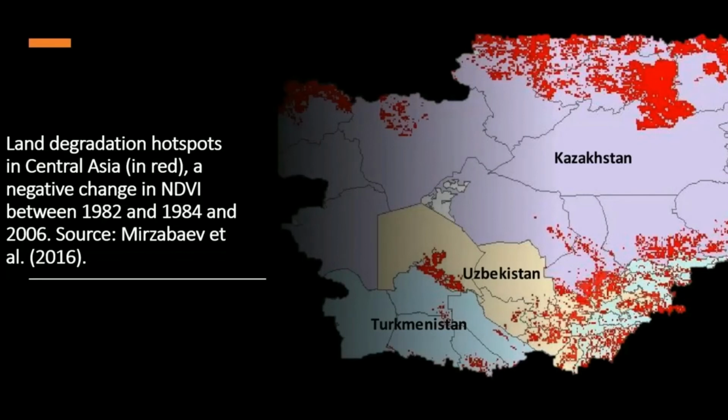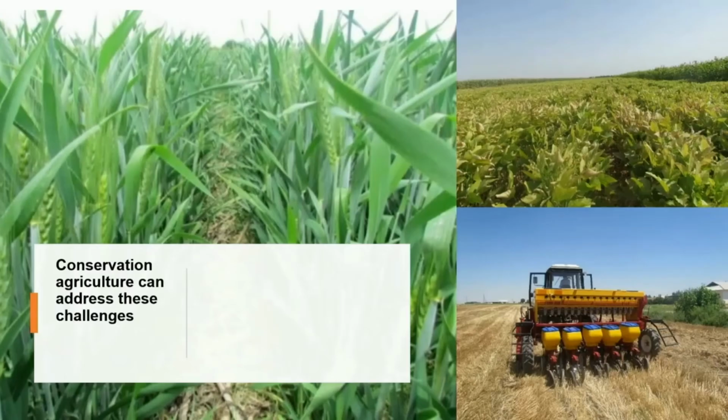If you look at this map, you can see land degradation hotspots in Central Asia. These are in red: a negative change in NDVI between 1982 and 2006, mostly in the northern part of Central Asia. In Kazakhstan you can see the red hotspots, and also in Uzbekistan, in the irrigated land, you can see much land degradation. So conservation agriculture can address these challenges.